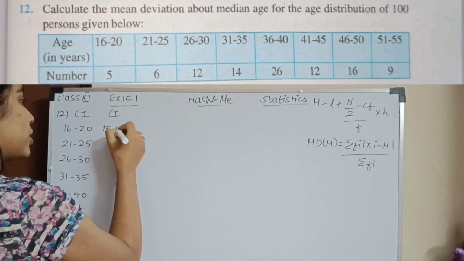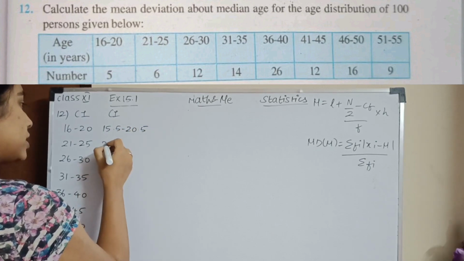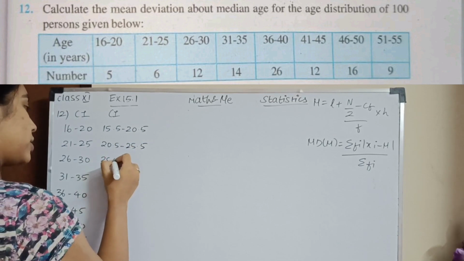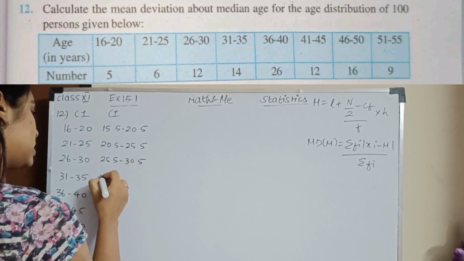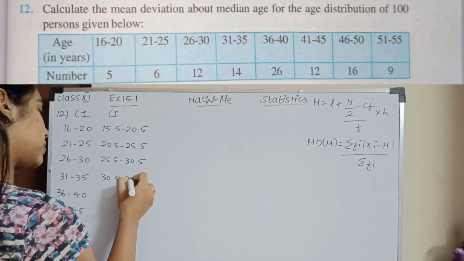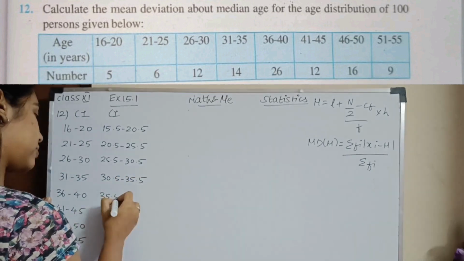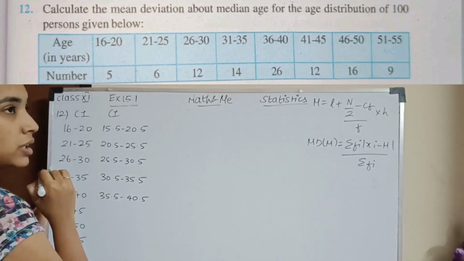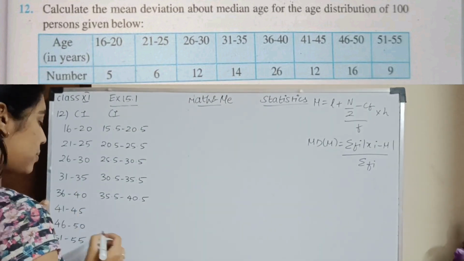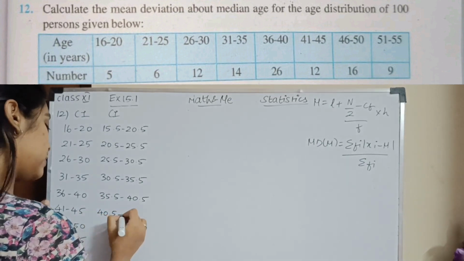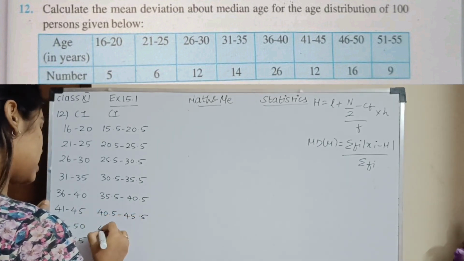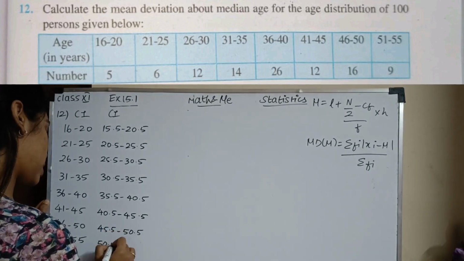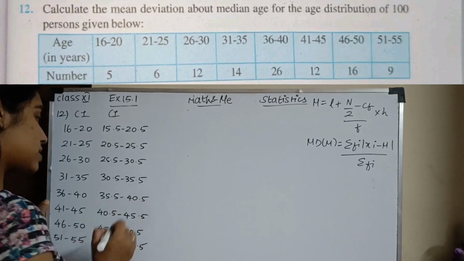So I have 15.5 to 20.5. Here I have 20.5 to 25.5, 25.5 to 30.5, 30.5 to 35.5, 35.5 to 40.5. Basically, I am subtracting 0.5 from the lower limit and adding 0.5 to my upper limit. Okay, so 40.5 to 45.5, 45.5 to 50.5, 50.5 to 55.5. So this is my new class interval.